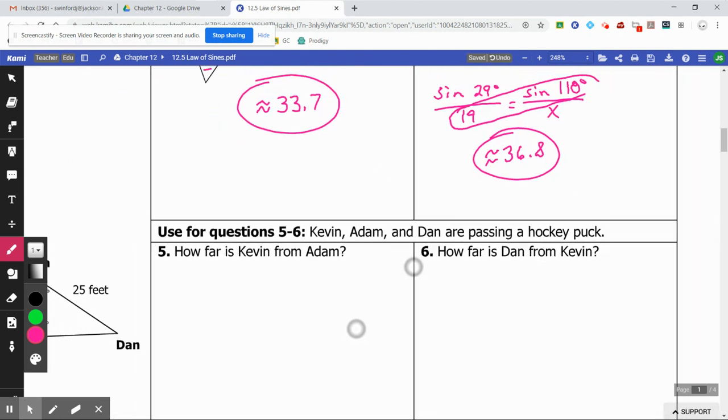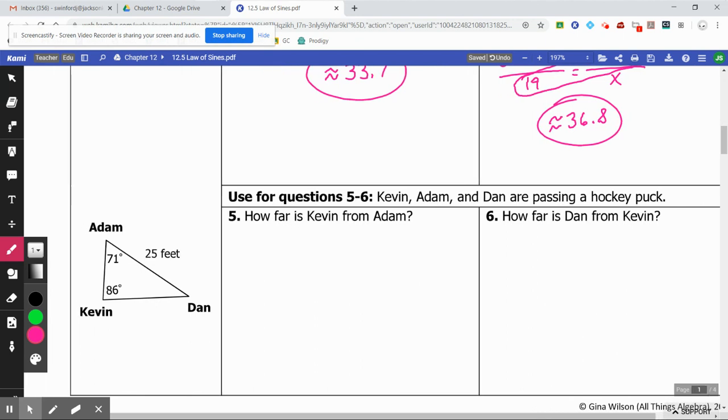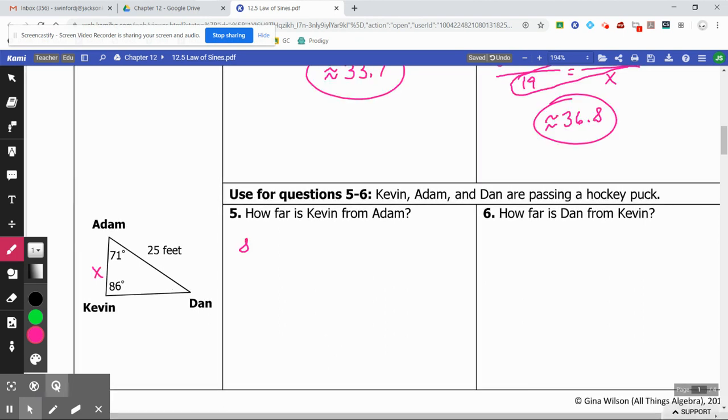Okay, next up. Number 5 and 6 says Kevin, Adam, and Dan are passing a hockey puck. How far is Kevin from Adam? So we've got our diagram over here, and we want to know how far Kevin is from Adam, so that would be this value. The way that we set that up, well, first off, we know the sine of 86 over 25 will equal, we need this angle, so we do 71 and 86 is 157. So that leaves me with a 23-degree angle.